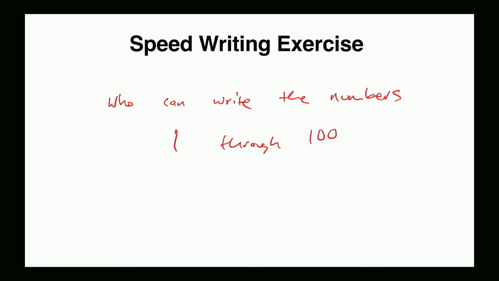So everyone's got their pencil and paper out. We're going to have a quick competition to see who can write the numbers 1 through 1,000 the fastest. All right, 3, 2, 1, go.